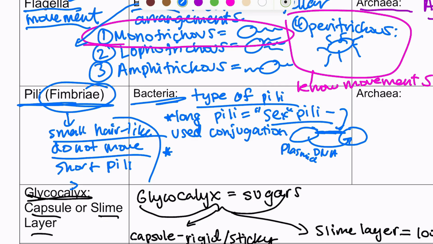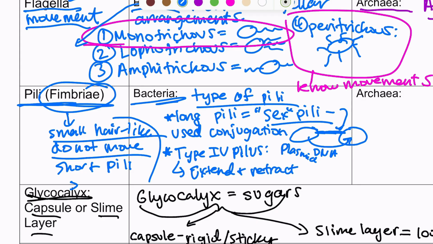Okay, and then there's another one called type 4 pilus, and there's type 3 as well. And these type 4 are going to have a specific movement, a jerking motion. So they extend the pilus and retract. And it causes the cells to move together, because they're all kind of tethered together with this rope-like structure.